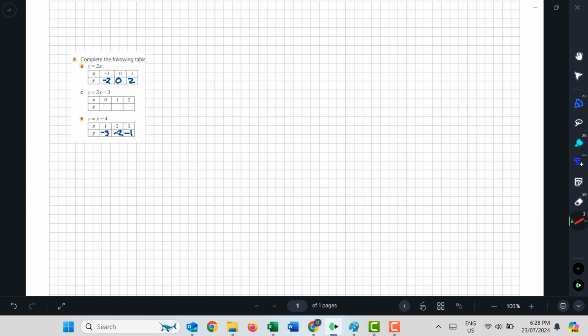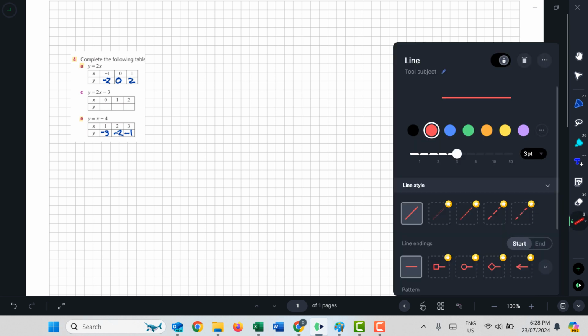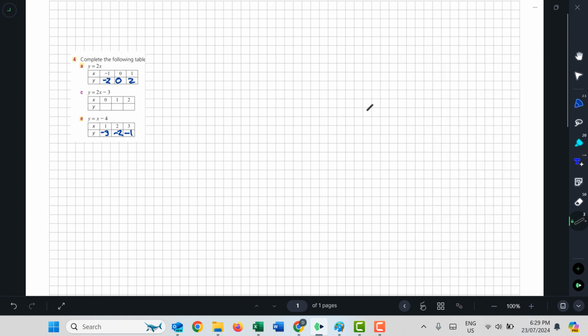Hello everybody, just trying to change my color. I'm going to do a set of axes. I've just had a look at 4a and 4e. We'll just put the numbers in.